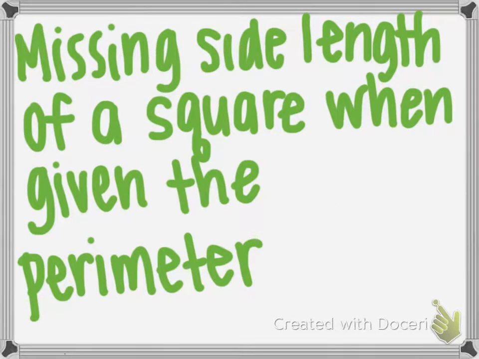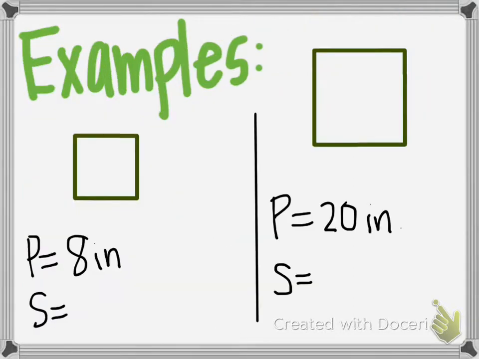Students are also expected to find the missing side length of a square when given the perimeter. So again, we go back to the characteristics that we know of squares, and so students are not familiar with division. They are, in second grade, familiar with division as sharing. So what I've told students is that we'll take the given perimeter and we'll share that number on each side of the square.